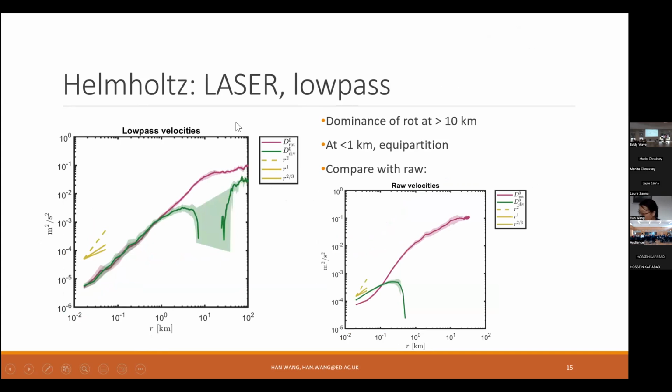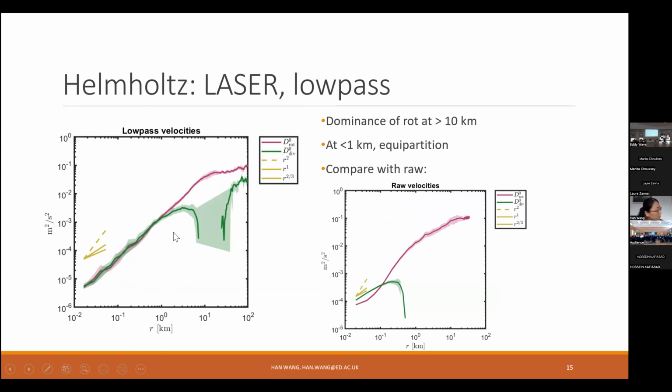So going on to the low-pass field, this is what we see in the LASER data. We can see that at scales smaller than or equal to 1 kilometer, which is comparable to the scale of the front, there's an equipartition between rotational and divergent components.